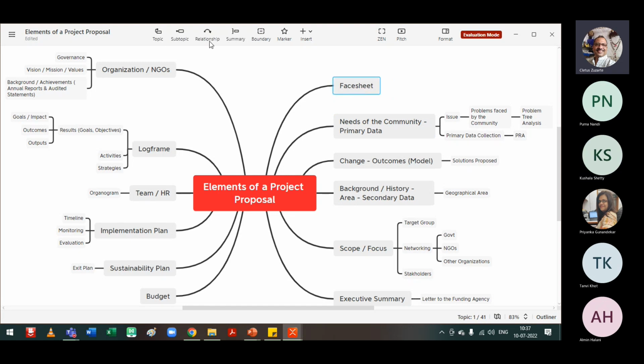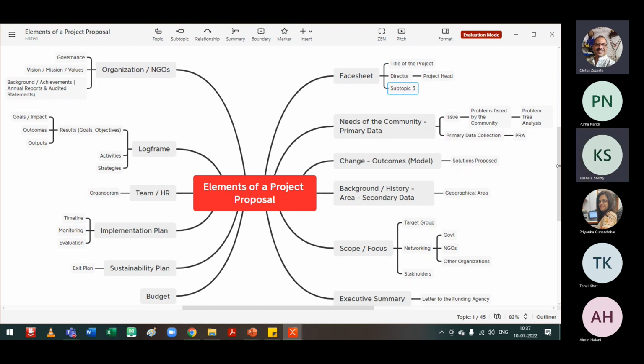It is, at a glance, all the important information about the organization. What is the important information? The title of the project. You will give other important information like who will head the project. You will say who is the director, and along with the director, who will be the head of the project. You can call the person the project head or whatever you'd like to call them. Then you will also give in the face sheet the due diligence information. I'll put it down as due diligence.